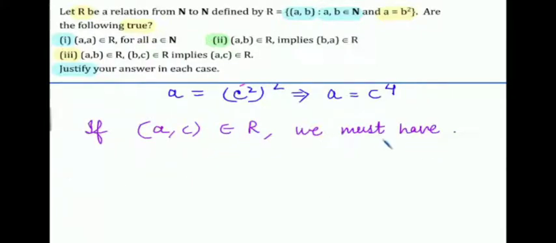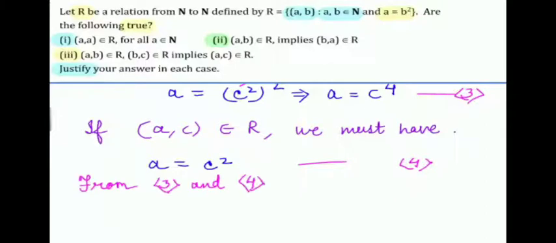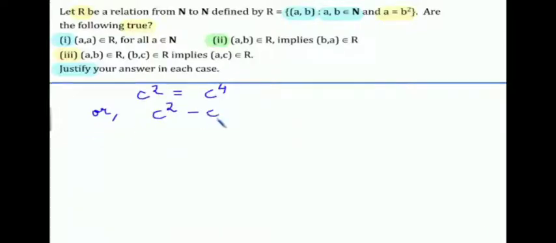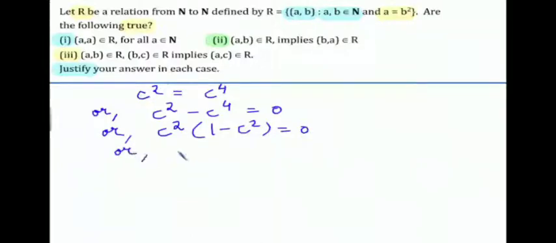If (a,c) belongs to R, we must have a = c², equation number 4. From equations 3 and 4, equation 3 said that a = c⁴ and you have to prove a = c². Now put equation 3 in equation 4: c² = c⁴. So c² - c⁴ = 0. Now taking c² common, c²(1 - c²) = 0.